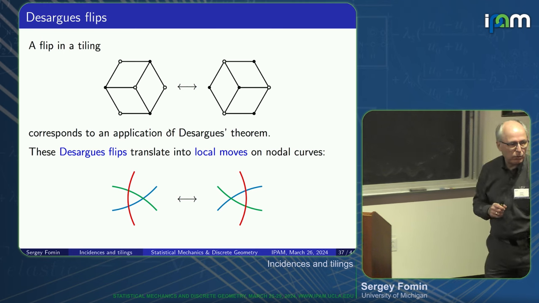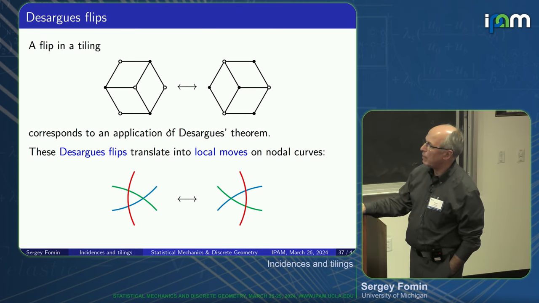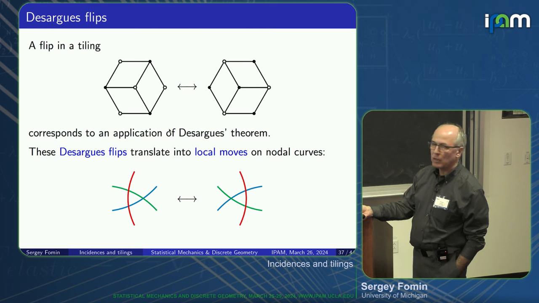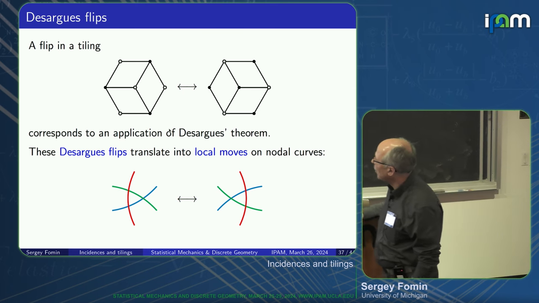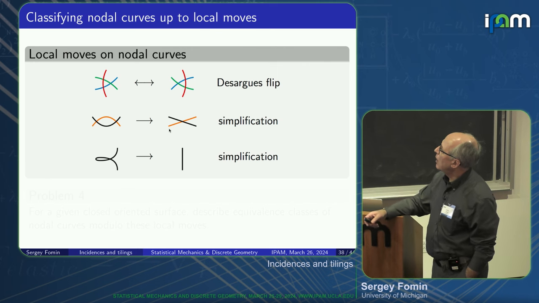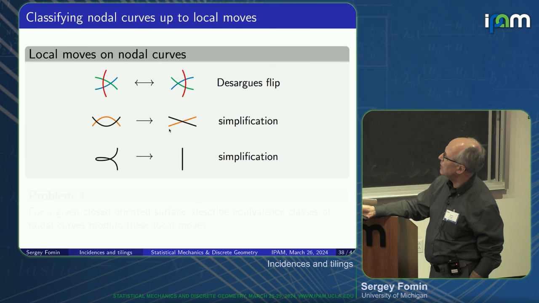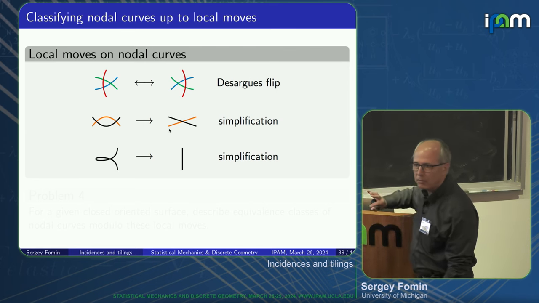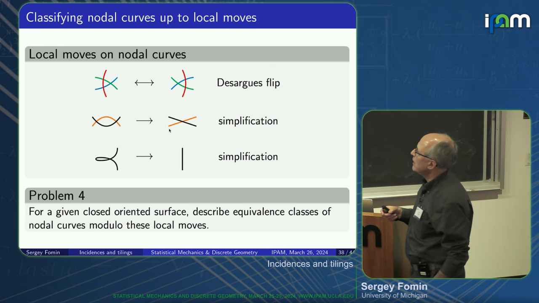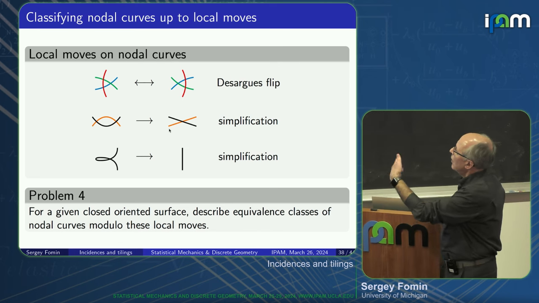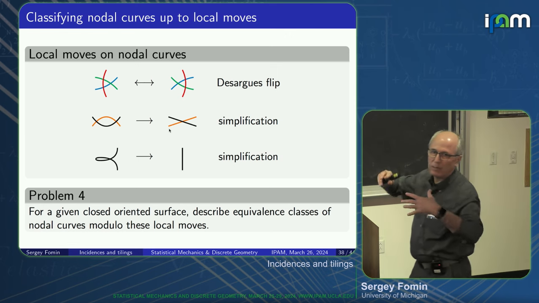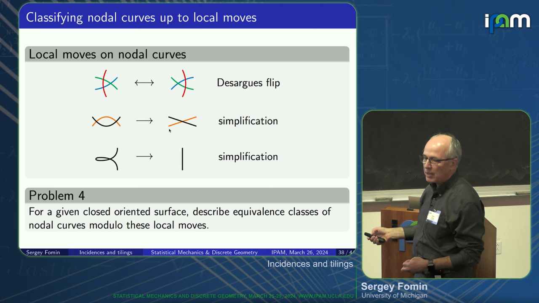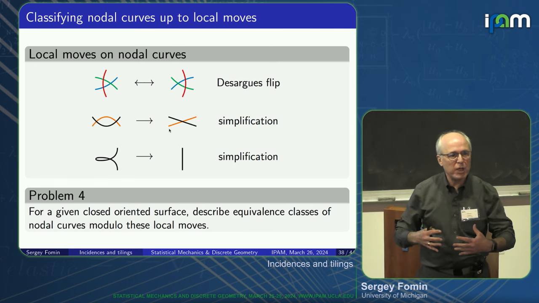What does this correspond to in the language of multicurves? Well, it just corresponds to a Yang-Baxter move or a braid move on a multicurve. So applying Desargues' theorem just means dragging this red line through the crossing of blue and green. Okay, so now we have local moves on nodal curves, so multicurves. There is this Desargues flip, and then there are simplification moves, which one can explain easily. They correspond to some trivial transformations of the theorem. And so it's natural to ask whether, if we start with some kind of multicurve and then try to reduce it down using Desargues flips combined with these simplification steps, the reduced form will be unique modulo Desargues.